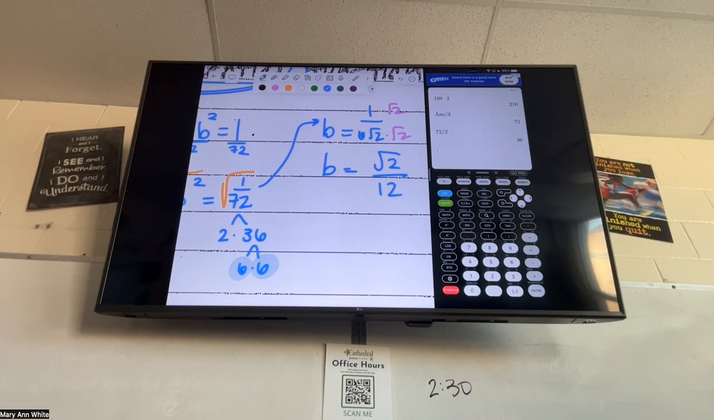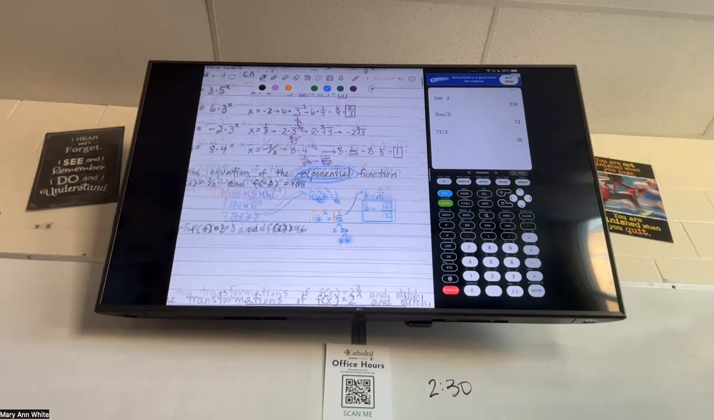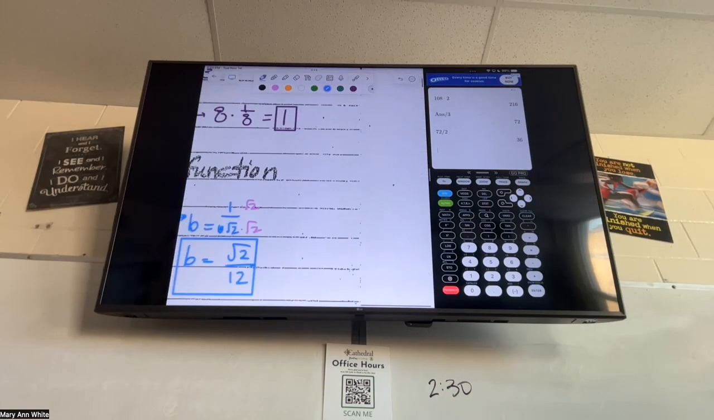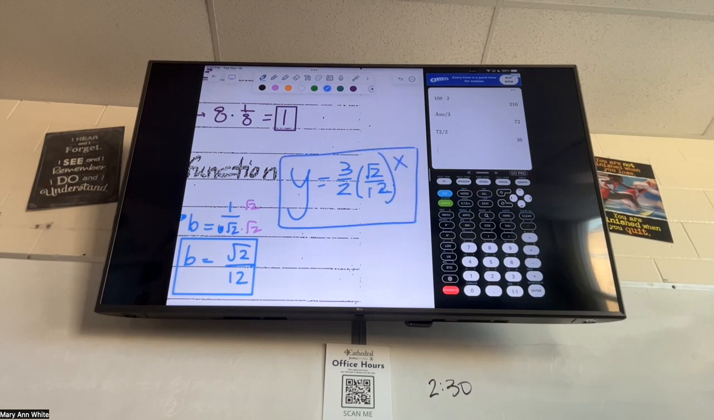And the very, very last step I want to do is plug my a and my b into my equation, and then just have a generalized equation. Here's my b, root 2 over 12. My a was that 3/2. So I'm going to say y equals 3/2 times root 2 over 12 raised to the x. Sorry, I got really messy there. That's our best answer. You cannot simplify, you cannot combine, you can't cancel anything. That's as good as it gets.